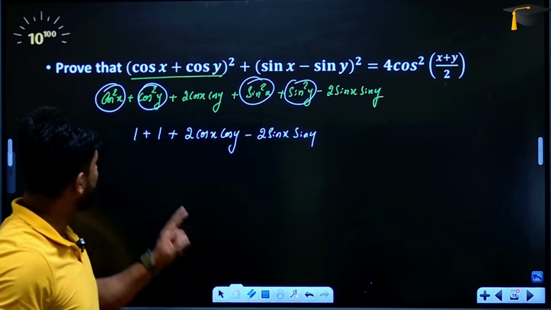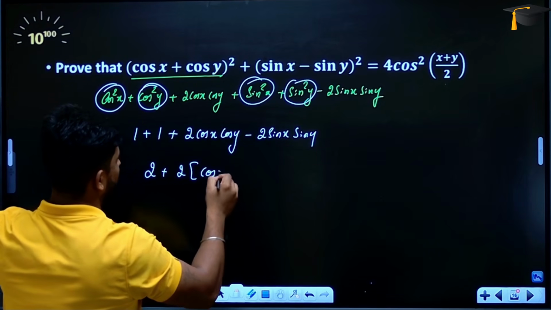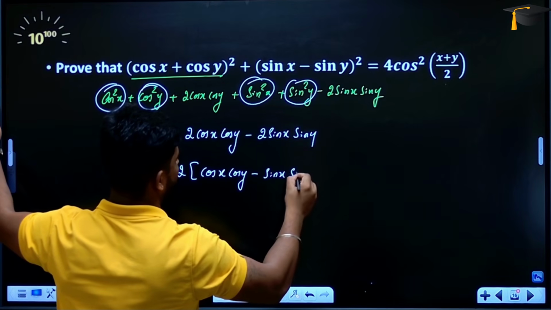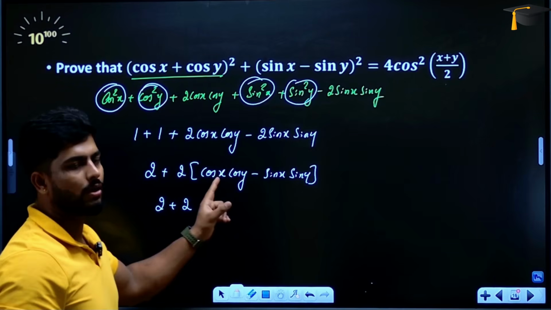Okay, so from this 1 plus 1 is 2, plus 2, taking common, we get cos x cos y minus sin x sin y, correct? Sin x sin y. So it is 2 plus 2. What is cos x cos y minus sin x sin y?